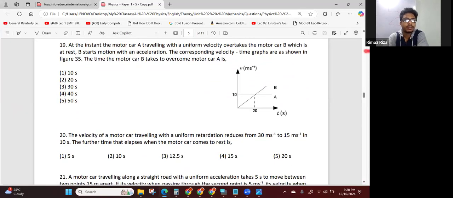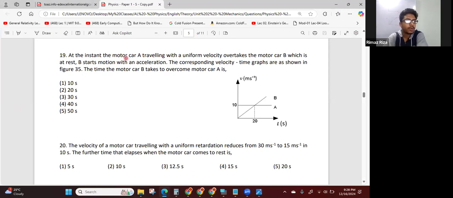Okay, question number 19. At the instant the motor car A, traveling with a uniform velocity, overtakes the motor car B, which is at rest, B starts motion with an acceleration. The corresponding velocity-time graphs are shown in figure 35. The time the motor car B takes to overcome motor car A is. Okay, I'll give you a minute to quickly do this.